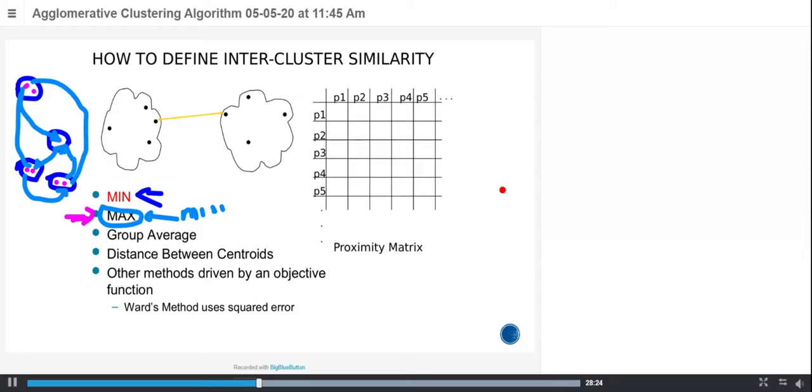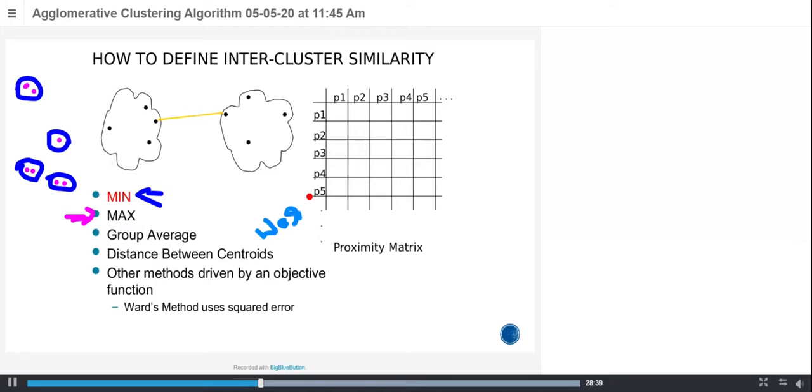The next technique we are going to use is the distance between centroids. We call it Ward's method. Here, instead of considering points to calculate a distance, we consider the centroid of each cluster. Assume this is the centroid of this cluster, this is the centroid of this cluster, this is the centroid of this cluster, and this one is the centroid of this cluster.